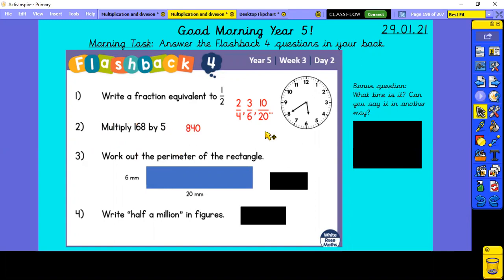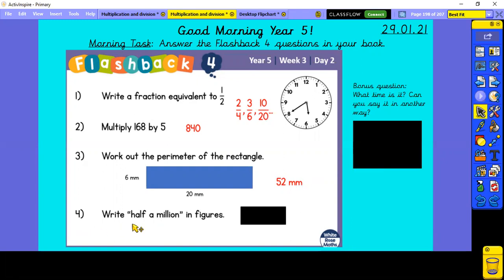Question 3, work out the perimeter of the rectangle. If you remember, the perimeter is adding up all the lengths and the widths of a shape. So this would be 20 millimeters, this would be 6 millimeters, and we would add up all of those numbers together to get 52 millimeters. And remember, you need the units, so you need millimeters to get the answer correct.